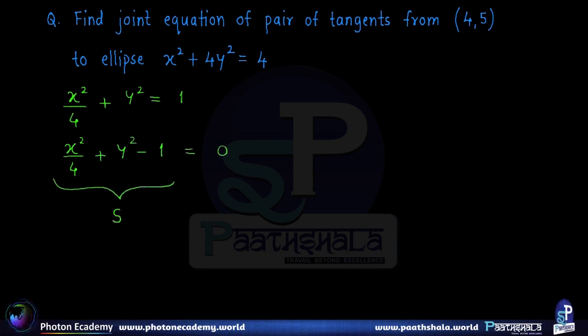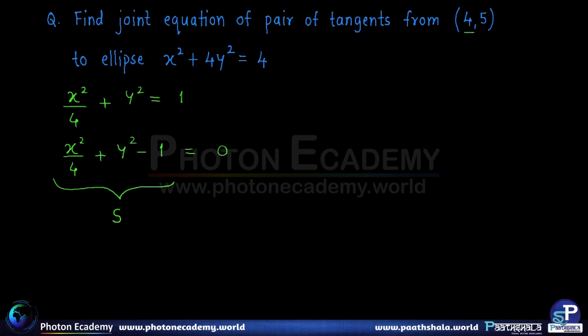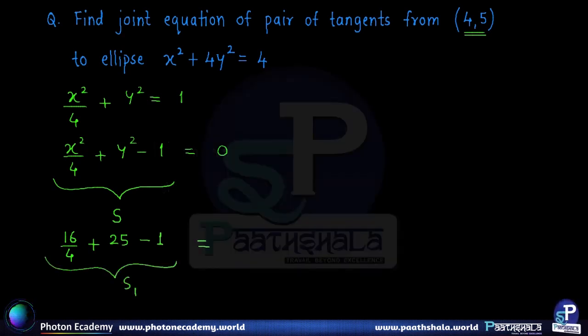Now, to calculate S1, we have to replace x and y with 4 and 5. So 4² is 16 upon 4, plus y² is 25, minus 1. This is our S1, which is nothing but 4 + 25, that is 29, minus 1, that is 28. So S1 is nothing but 28.